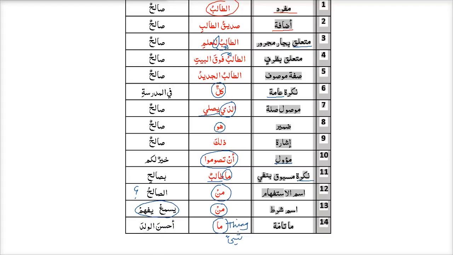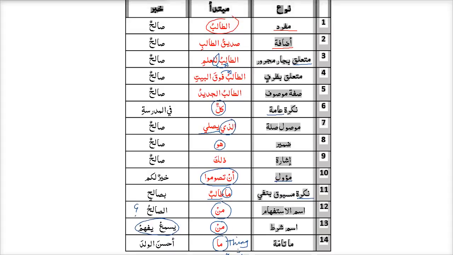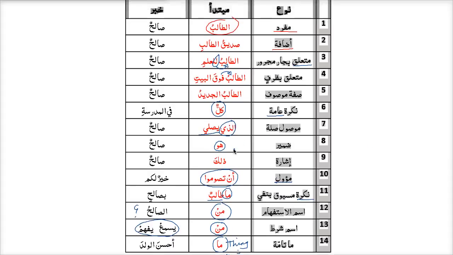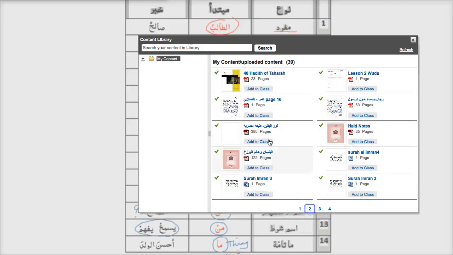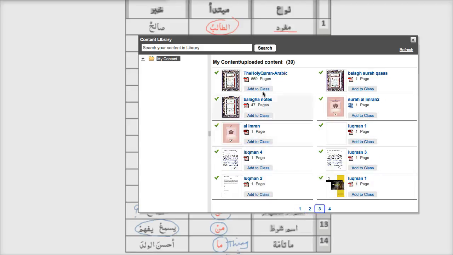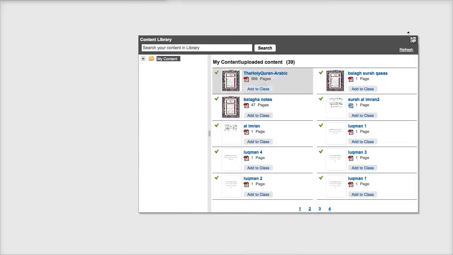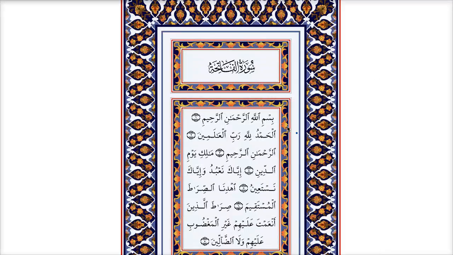Now don't worry, I don't expect you to understand each one of these, the rules behind it. All I want to show you is a blueprint or a map of all the types of mubtadas you can get. If you were to open the Quran and go through it, you will find that any ayah you choose from the Quran would definitely come under one of these. Any ayah.